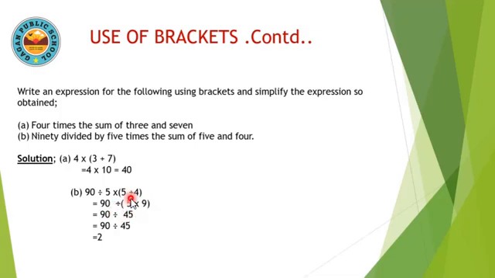Now you will solve the bracket first. 5 plus 4 is 9, and 5 into 9 will become 45. Then 90 divided by 45 will come to 2. So this is the way of solving the brackets. First you have to solve the bracket.